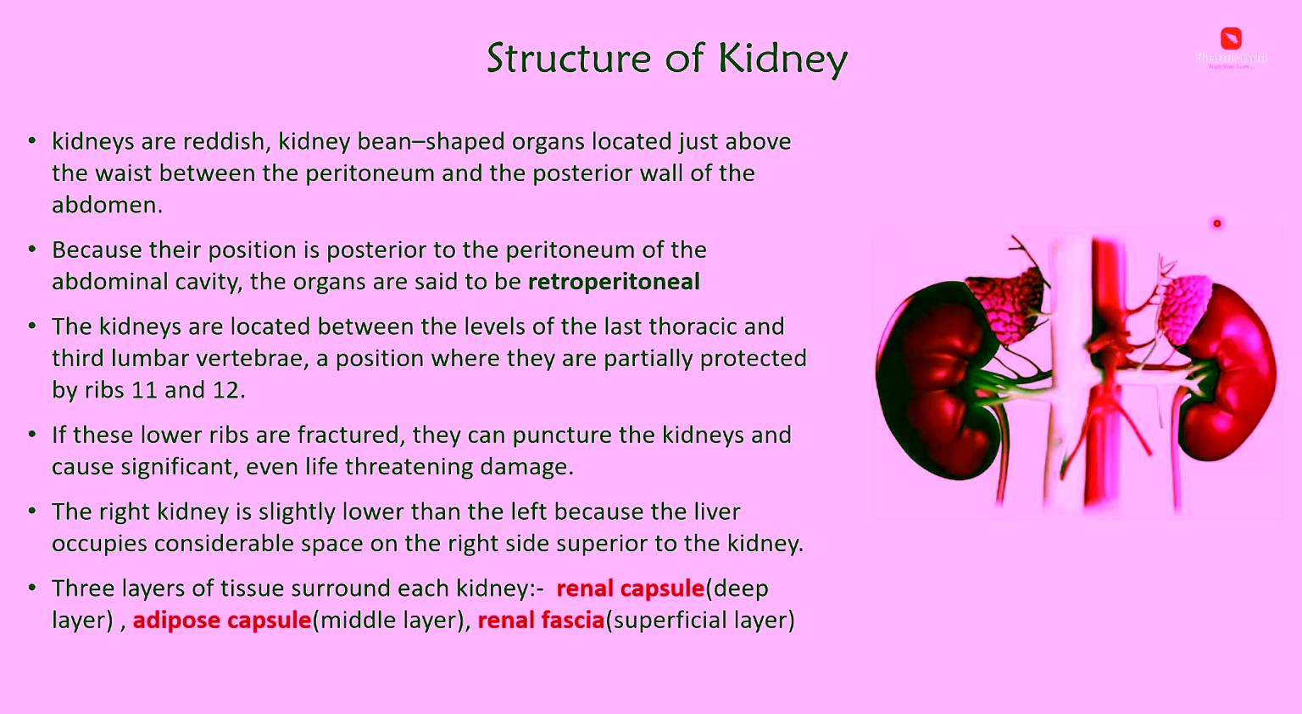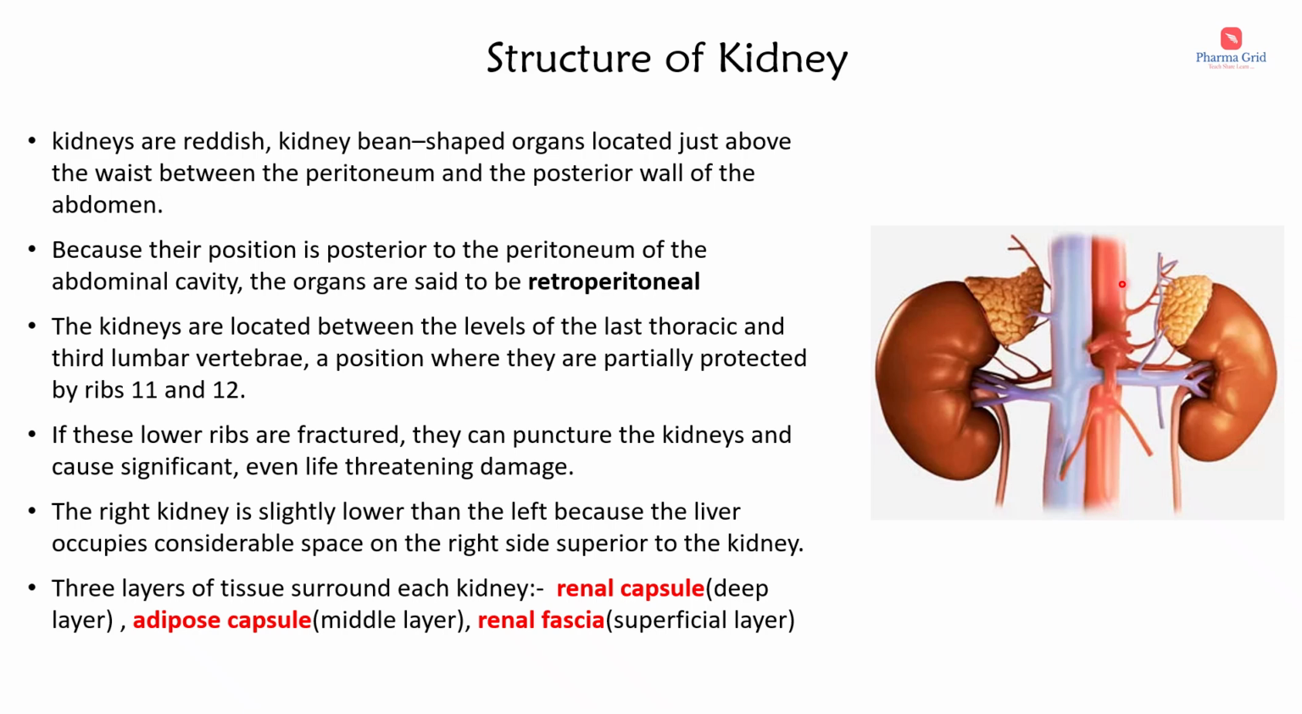Then the right kidney. Here you can see the right kidney is slightly lower than the left because the liver occupies considerable space on the right side, superior to the kidney. This is the reason why the right kidney is slightly lower than the left: because the liver occupies considerable space on the right side.